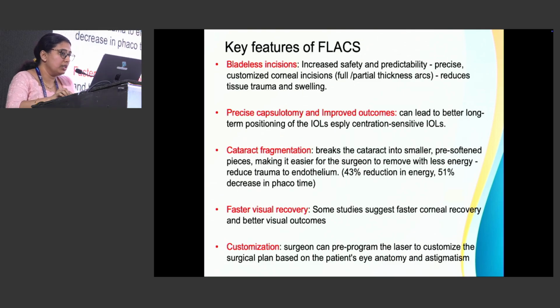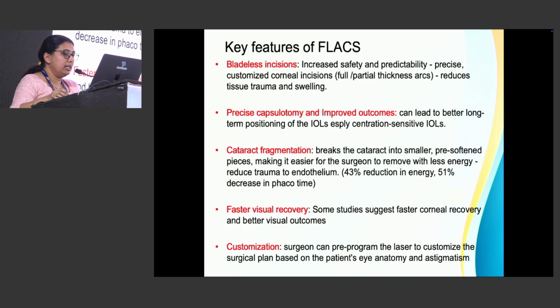The key features include bladeless incisions, which have increased safety and predictability and reduce tissue trauma and swelling. The capsulotomy is more precise with an improved outcome, especially for centration sensitive IOLs like the torics and the multifocals. The cataract fragmentation breaks the lens into softer, smaller units, so it is easier for the surgeon to take it out with less trauma to the endothelium.